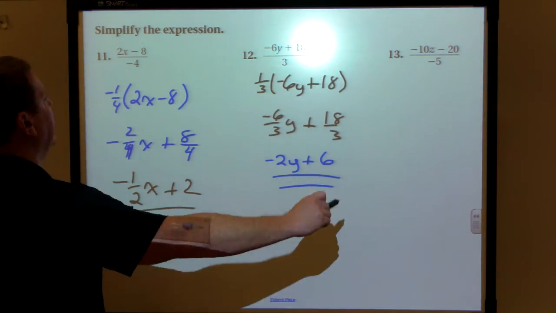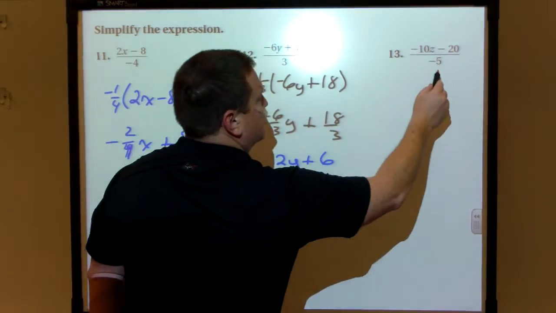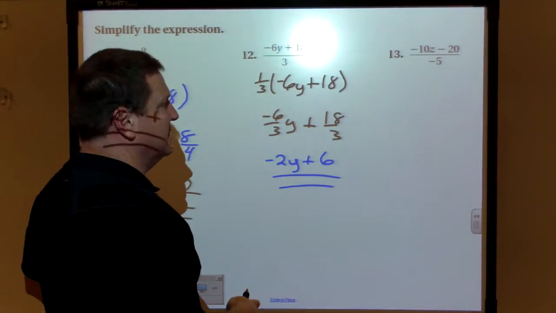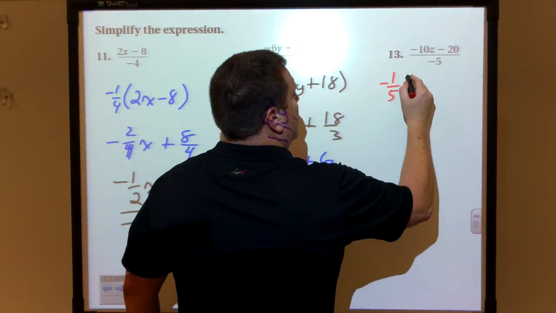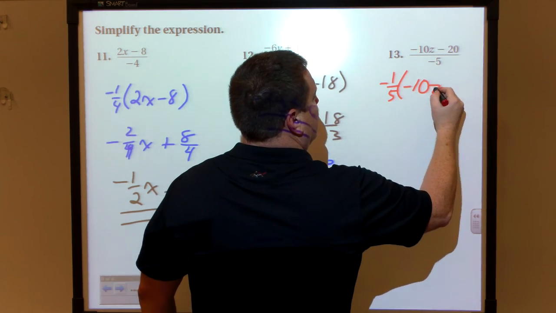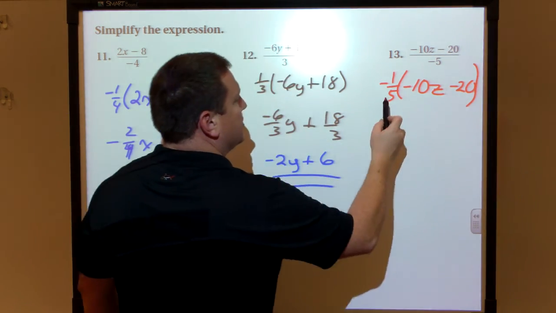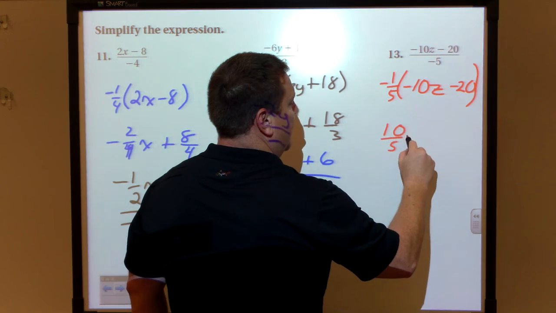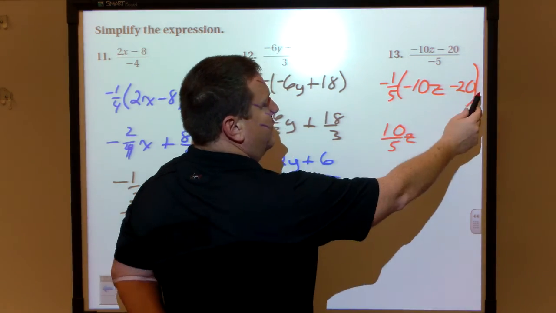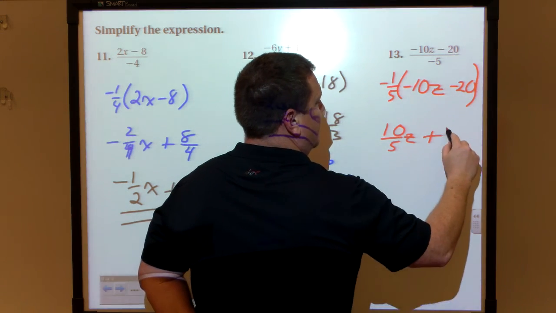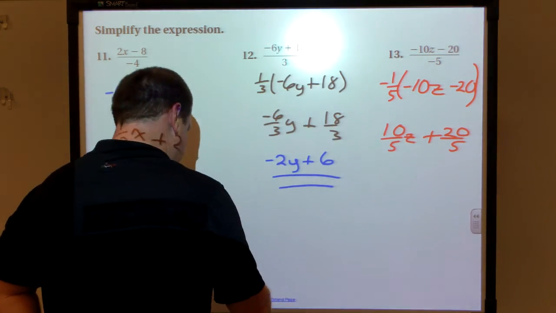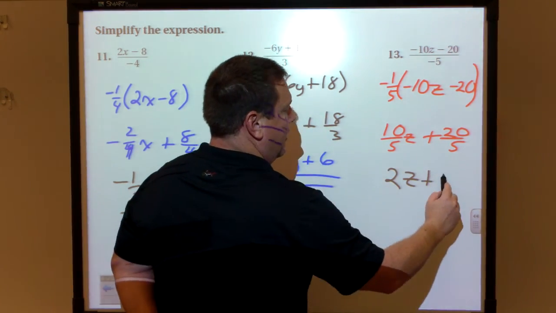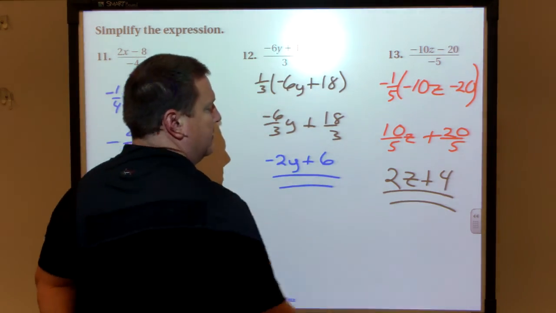The last one here has a negative at the bottom. Don't forget to carry the negative all the way through. So the reciprocal of negative 5 is negative 1/5. Remember, we don't change the sign. So negative 1/5 times negative 10z minus 20. So negative 1/5 times negative 10z is positive 10 over 5z. And then negative 1/5 times negative 20 is going to be positive 20 over 5. Simplify, 10 over 5 becomes 2z, and 20 over 5 becomes 4. And this becomes our simplified answer.